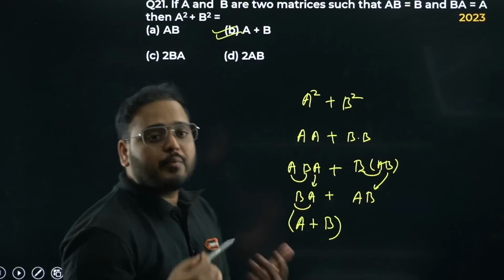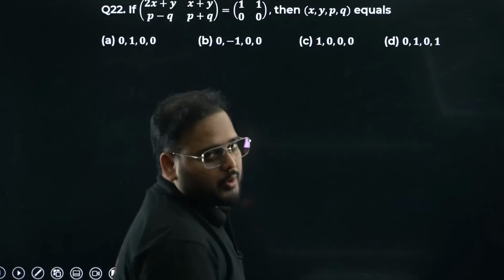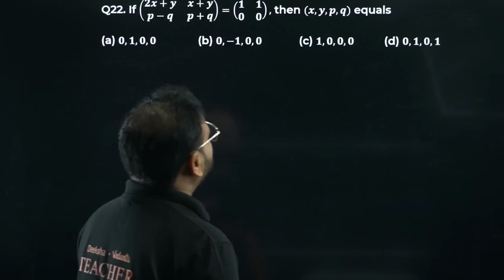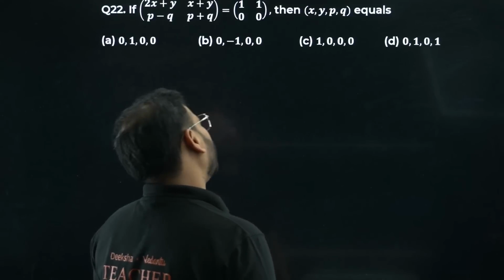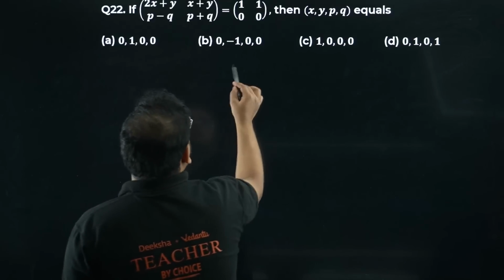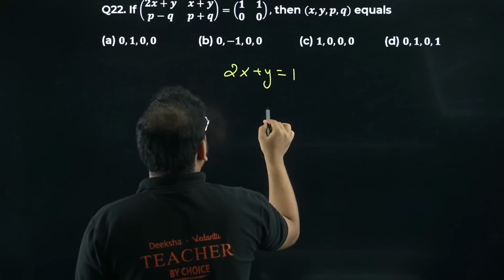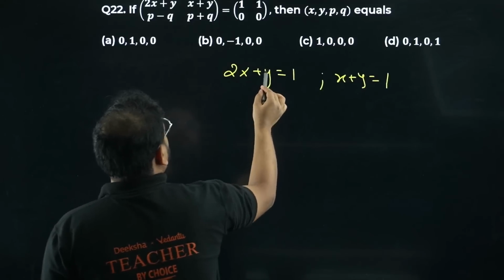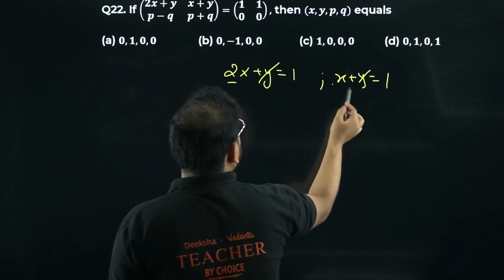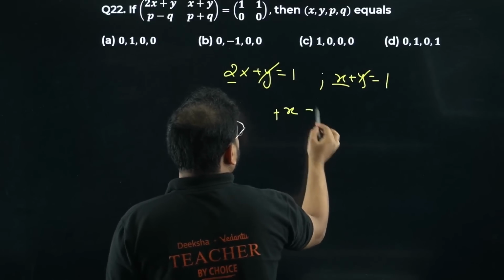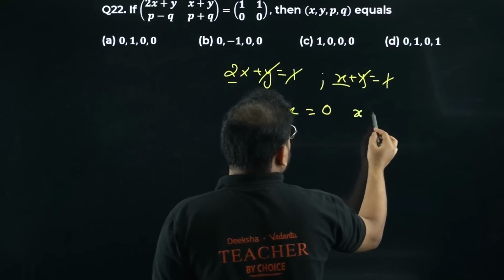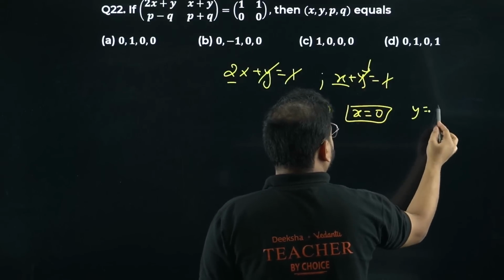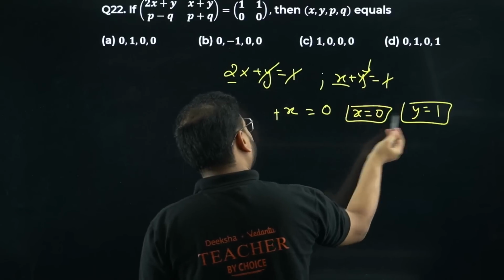Moving on to question number 22 now. Let's see. 2x plus y, x plus y. It's given like this: x, y, p, q. We want to find the value of x, y, p, q. Compare: 2x plus y equals 1, and the second equation is x plus y equals 1. Subtract them. You get y and y cancel. You have 2x minus x as simply x, and 1 minus 1 cancels. You have 0, so the x value is 0. Now x is 0 means y has to be 1, because x plus y is 1.